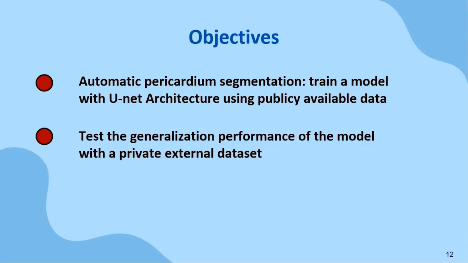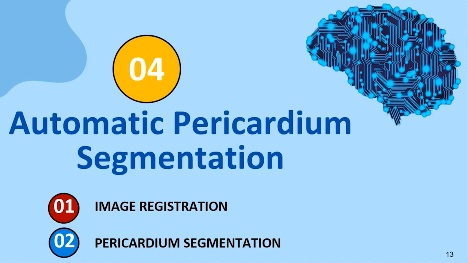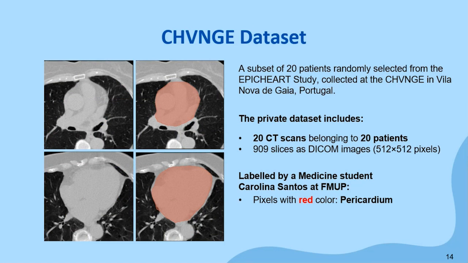So, the objectives of our work are to train a model with a UNet architecture using a public dataset, and then test the generalization performance of the segmentation model with a private external dataset from the Hospital Center of Gaia. The approach followed for segmentation is presented here, which consisted of two primary parts: image registration and then segmentation of the pericardium using deep learning. But first, I will present the datasets used.